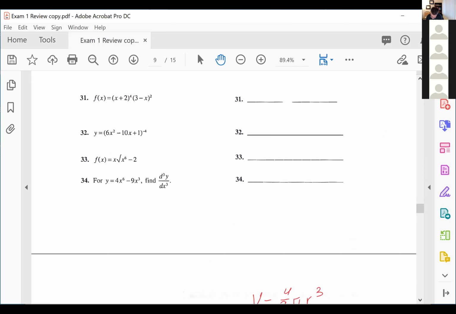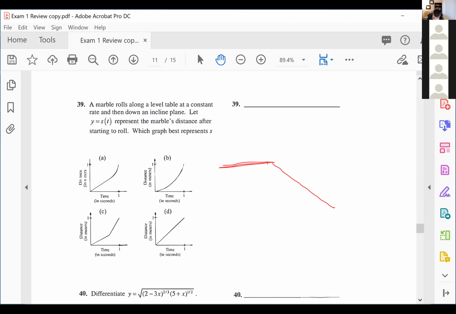Okay, a marble rolls along a level table and then down an inclined plane. Let S of t represent the marble's distance after starting the roll. Which graph best represents S? So the marble's distance. Okay, the total distance.